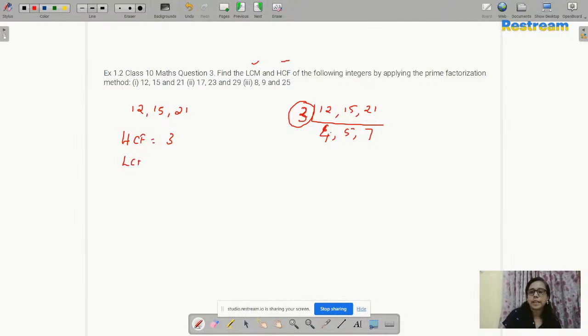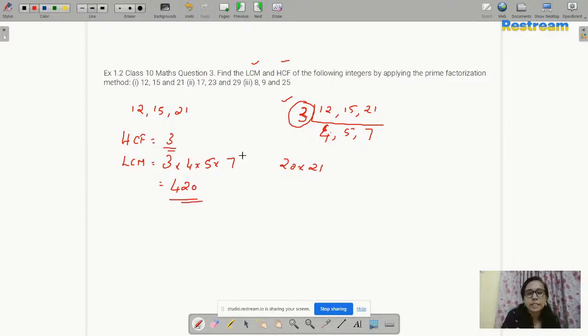Okay, HCF is equal to 3, and what is the next one? We want to find out the LCM. HCF is 3, common factor is 3. So LCM is 3 into 4 into 5 into 7. 5 4s are 20, 20 into 21. 21 2s are 42, so 420. Okay, this is one method. I think this is the easiest way. 12, 15 and 21, take the common factor 3 and do it like this.